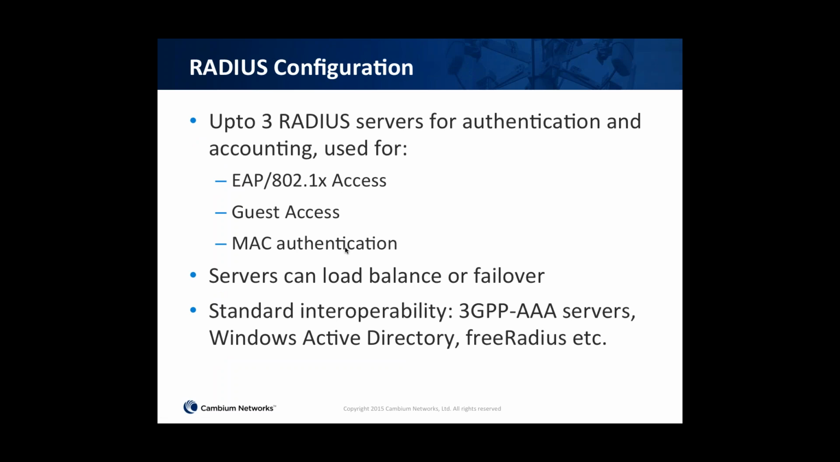In load balancing, every alternate request will be sent to the next RADIUS server. So let's say if 3 users connect to the network, the first username and password would go to RADIUS server 1, the second one would go to 2, and the third one would go to 3, and then we would go round robin again. In the failover case, all the requests would be sent to the first server, and in case the server becomes unresponsive, then we would move to the second server and so on down the list.